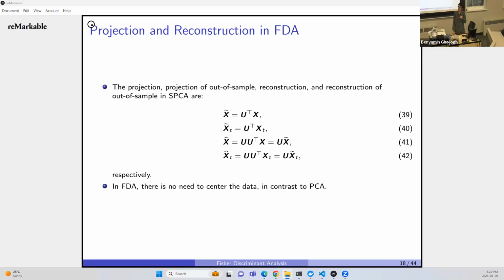It became a bit simple. It is becoming simple and boring for you, but suddenly it becomes a bit harder again. So please attend to that. This course is like this. It becomes simple and harder, simple and hard. So again, projection and reconstruction is very similar to before, where U is found by Fisher discriminant analysis.